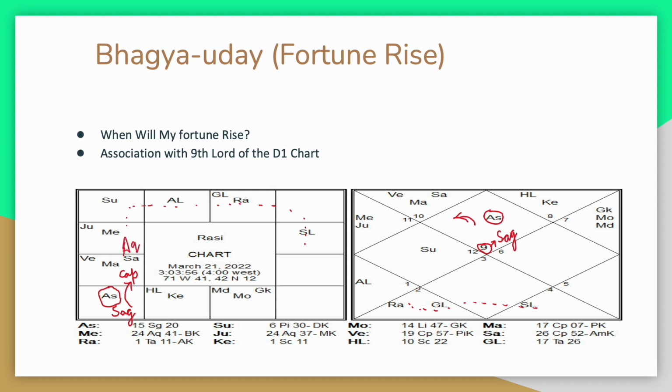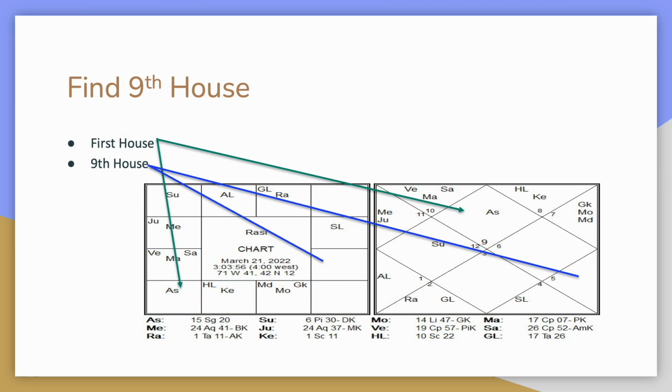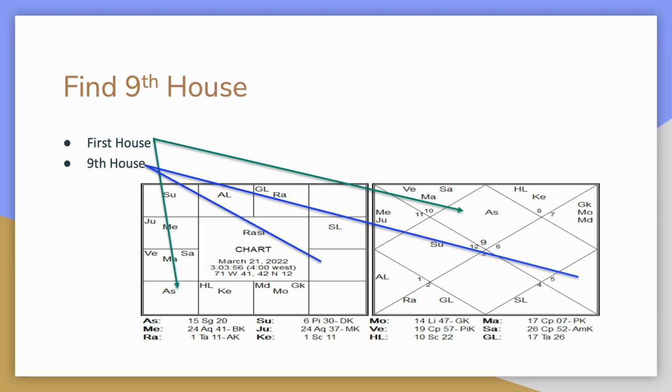In the South Indian chart, you need to go clockwise to find the ninth house of your horoscope, and then you will find the sign there. Whoever is the lord of that sign is the ninth lord of your horoscope. As we know, each planet rules signs in the horoscope. If you don't know, let me tell you quickly.